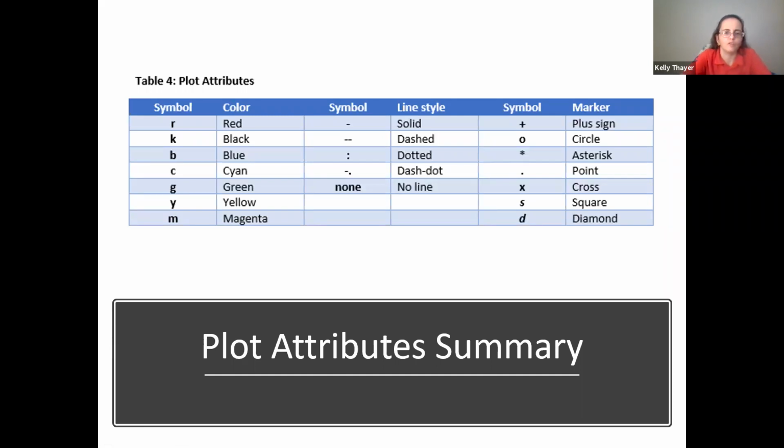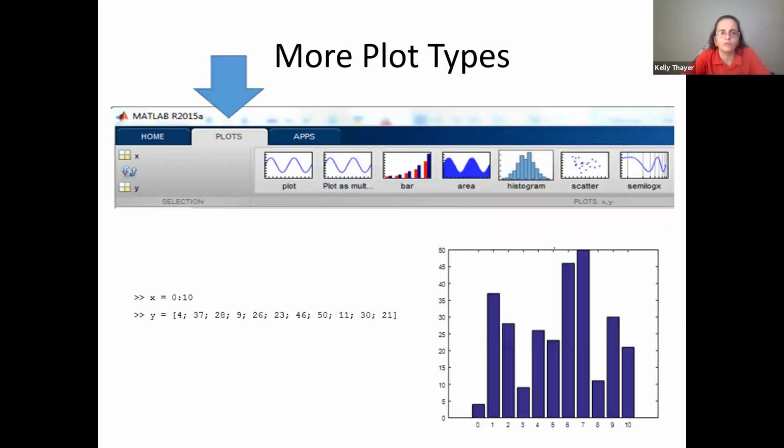Next, we have the plot attribute summary. These are the symbols that can be used in order to customize your graph. There are also additional plot types available. You can access these by using the strip labeled as plots. Many of the plots operate in very similar ways and use the common syntax that we've just talked about. This makes it very easy to select a different kind of plot and to use that in your scripts.